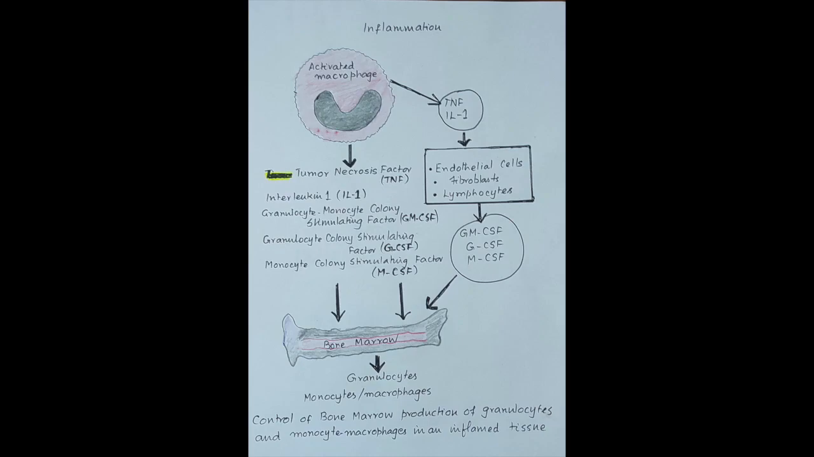The TNF, that is tumor necrosis factor, and interleukin 1 from activated macrophages act directly on the bone marrow and indirectly through activating endothelial cells, fibroblasts, and lymphocytes, and ultimately producing granulocyte monocyte colony stimulating factor, granulocyte colony stimulating factor, and monocyte colony stimulating factor, which act on the bone marrow to stimulate production of granulocytes and monocytes, becoming macrophages.